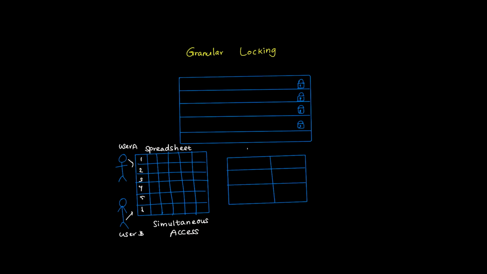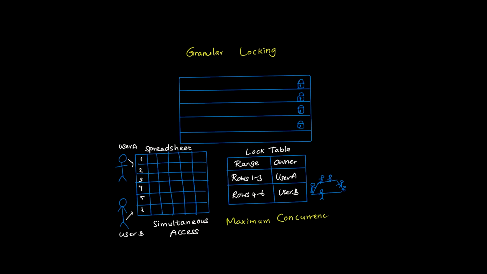Each lock covers a specific byte range within the file. The system maintains a lock table tracking which ranges are locked by whom. This dramatically improves performance in collaborative environments. Database systems use similar techniques, locking individual records rather than entire tables.